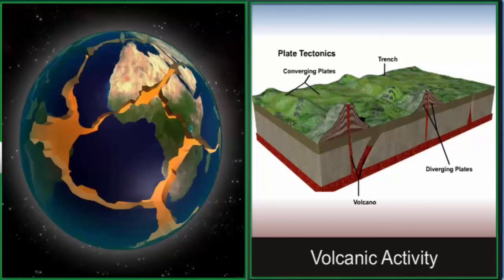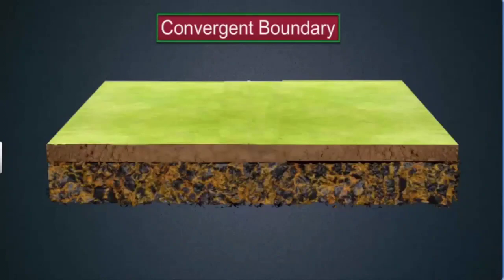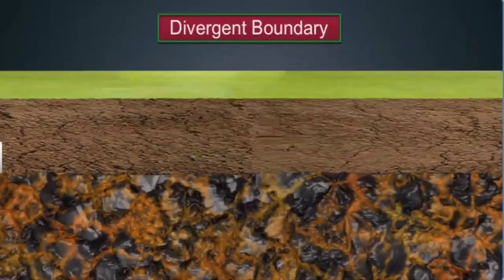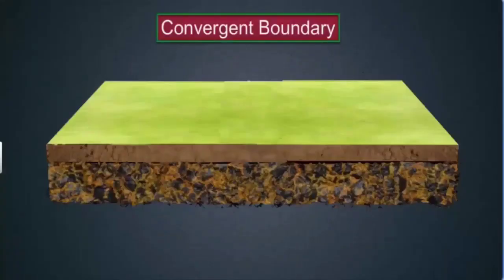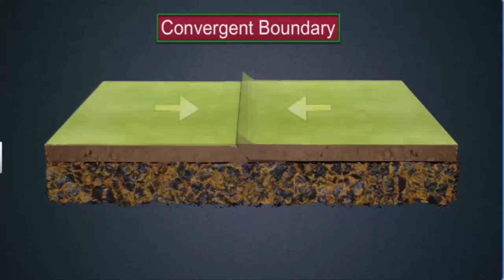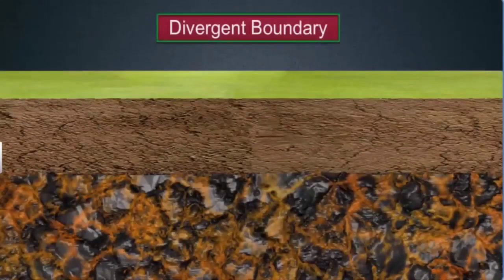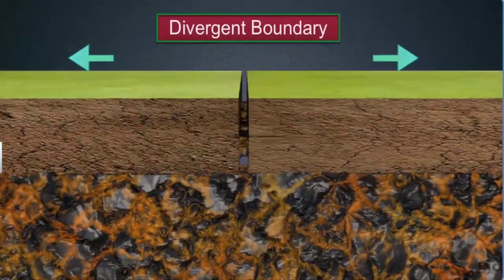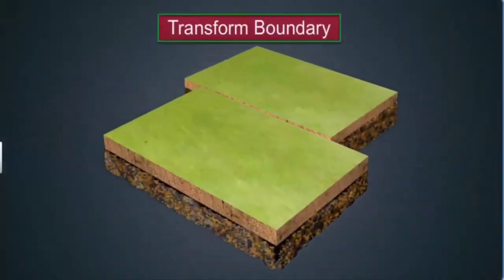These plates are classified into Convergent Boundary, Divergent Boundary, and Transform Boundary. Convergent Boundary is formed when two plates converge or move towards each other. Divergent Boundary is formed when two plates move away from each other. Transform Boundary is formed when two plates move towards each other, but finally end up sliding past each other.